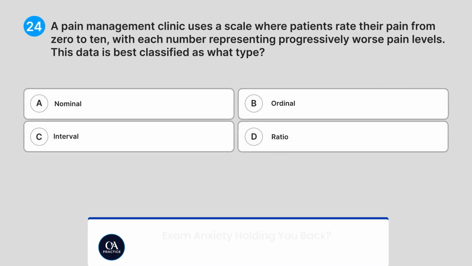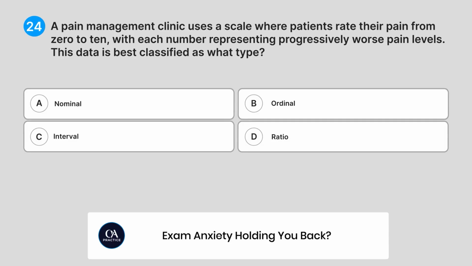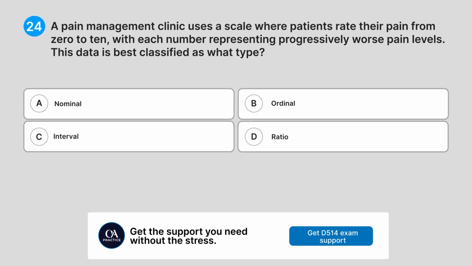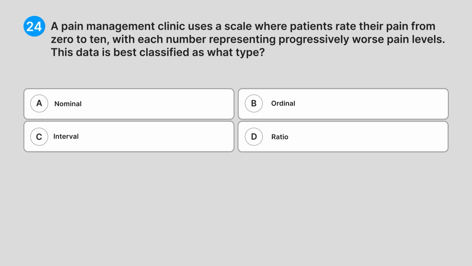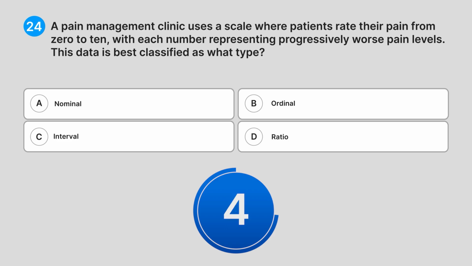24. A pain management clinic uses a scale where patients rate their pain from 0 to 10, with each number representing progressively worse pain levels. This data is best classified as what type? A, nominal, B, ordinal, C, interval, D, ratio. Do you know the answer?